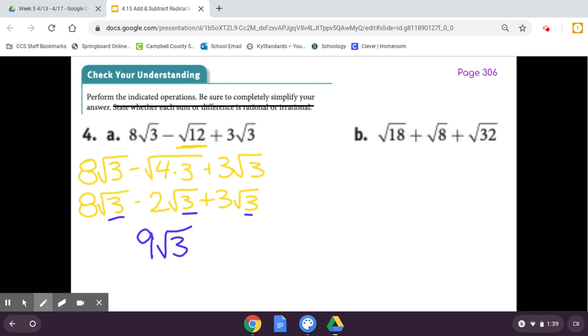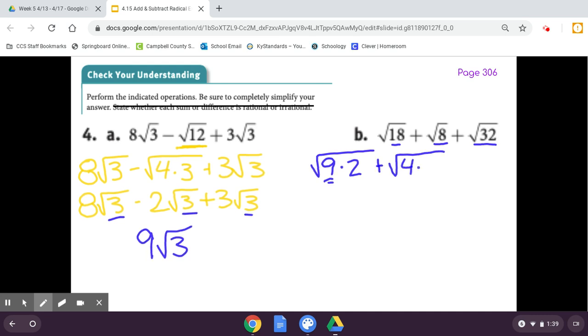Okay, moving on to check for understanding for B. None of these have the same number underneath the radical, so we don't have any like terms, but we do want to simplify this. As you know, we can rewrite these radicals. So 18 can be written as the square root of 9 times 2, and 9 is a perfect square.